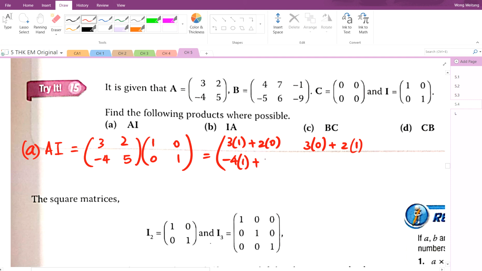No, not negative 4 already. 5 times 0. Okay, on the last element. Negative 4 times 0 plus 5 times 1. Okay, work it out, get the answer. Okay, so do it by yourself, part B, C, and D.